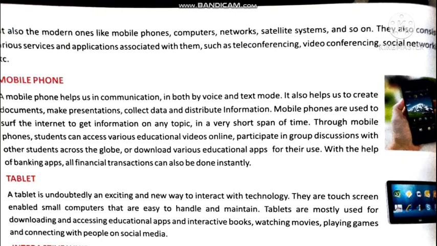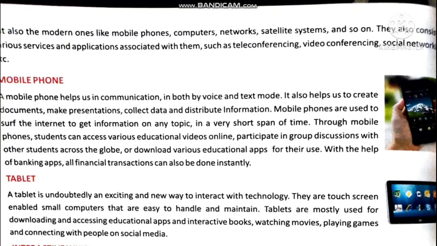A tablet is undoubtedly an exciting and new way to interact with technology. They are touchscreen enabled small computers that are easy to handle and maintain. These are computers which are portable. You can easily carry it from one place to another. People who are in the marketing area and have to advertise their products carry these tablets so that they can show the product advantages and all to their customers easily.